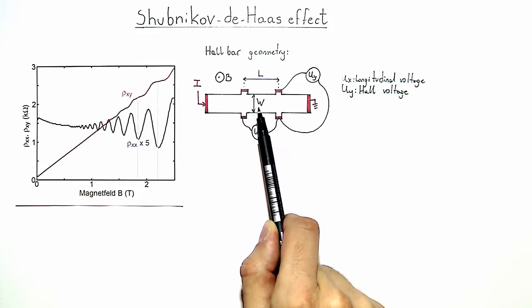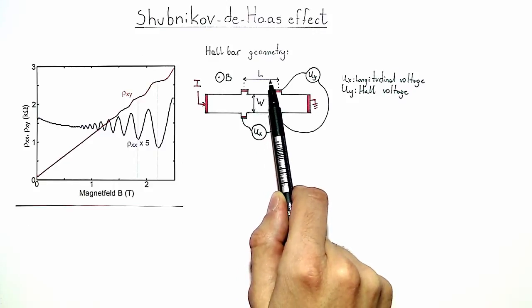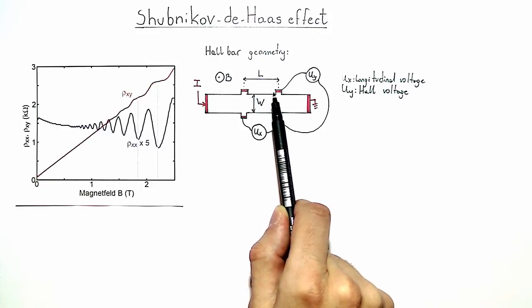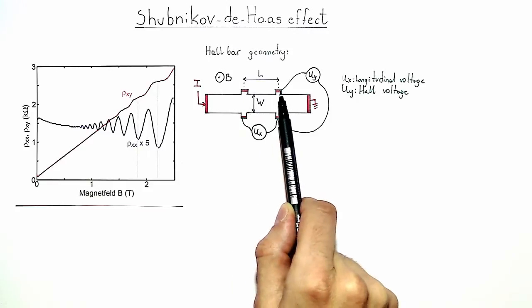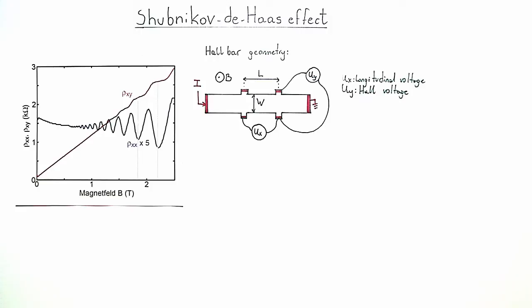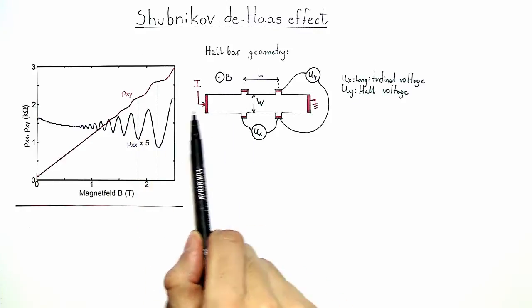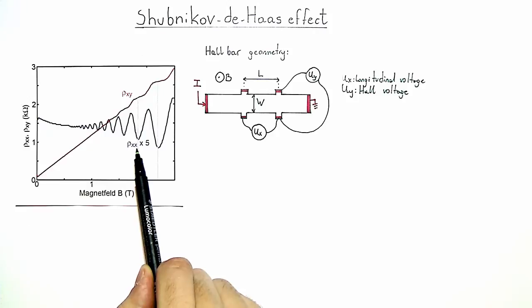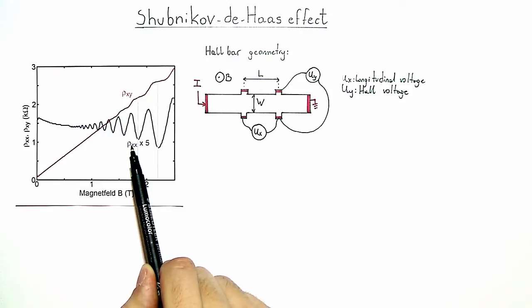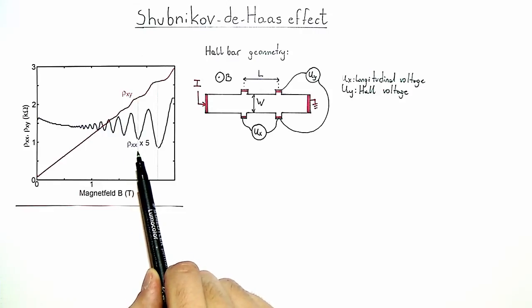W is the width of the Hall bar, and L is the distance between the centers of the two contacts along the same edge. What we want to do is, using the measurements obtained in such a geometry, namely rho xy and rho xx, use this data, as already mentioned, to characterize the two-dimensional electron gas.